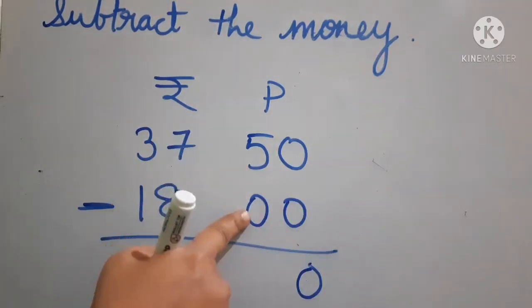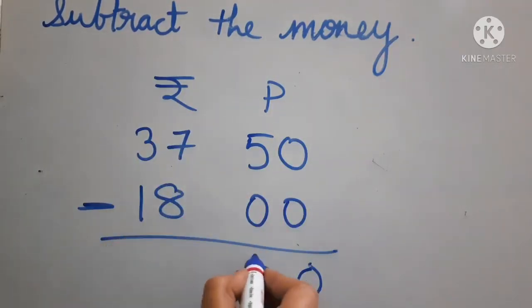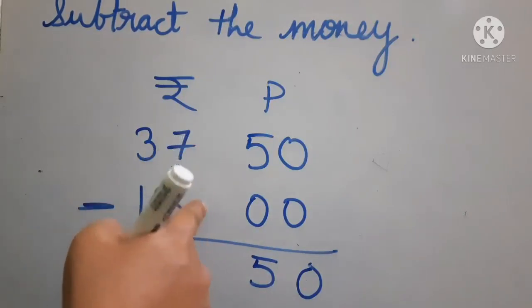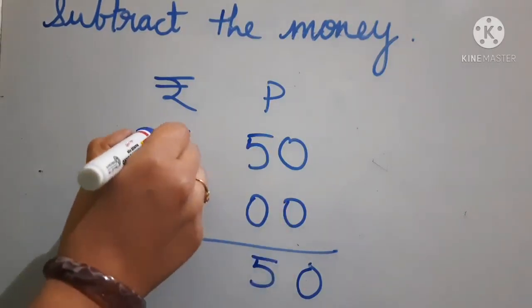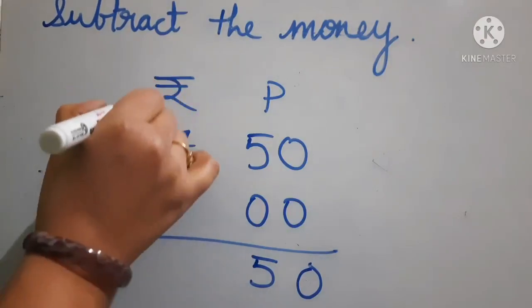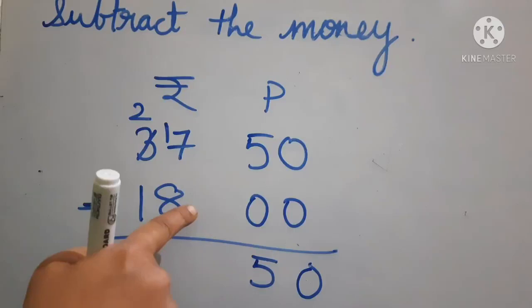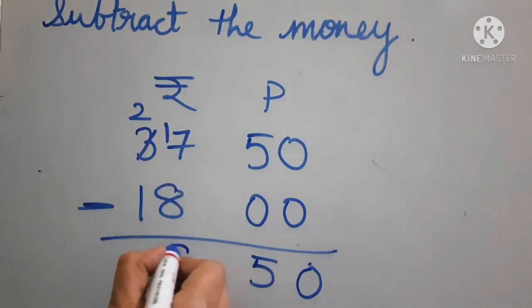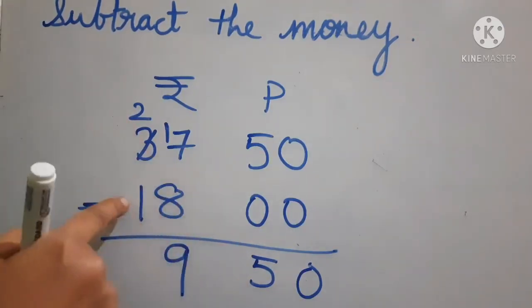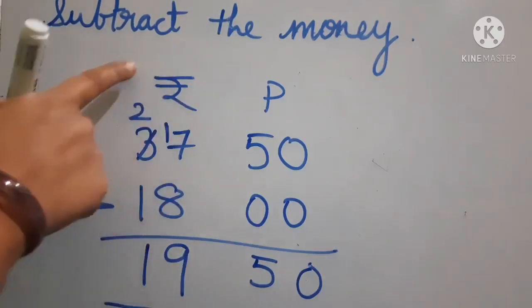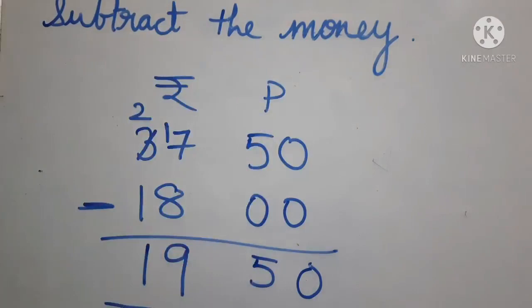5 minus 0 is 5. 7 minus 8 is, no, we can't subtract here. So we are going to borrow 1 from here. So now it is 17. 17 minus 8 is 9. 2 minus 1 is 1. So now we have 19 rupees 50 paise.